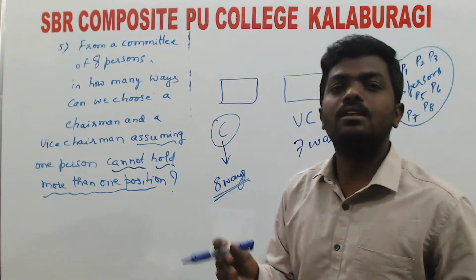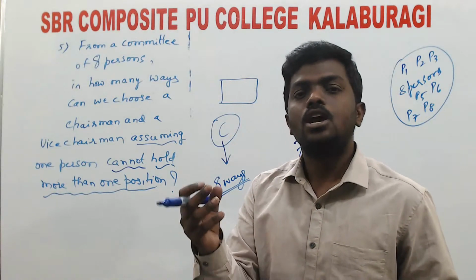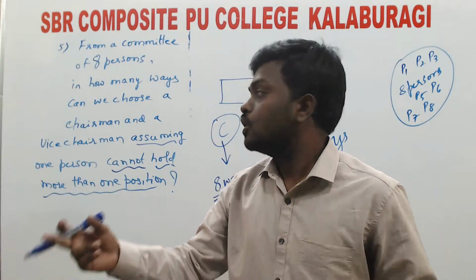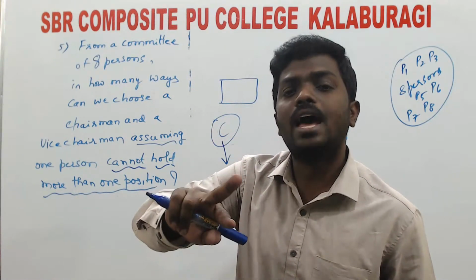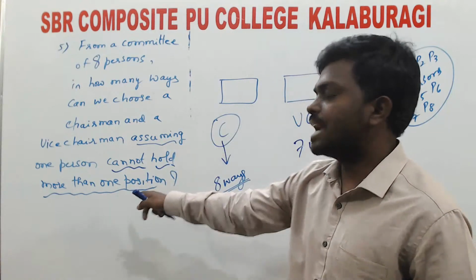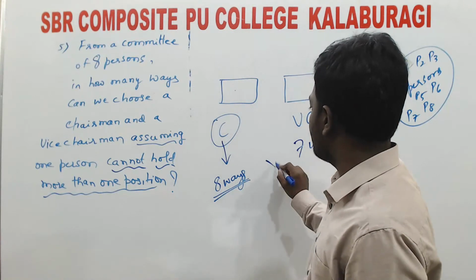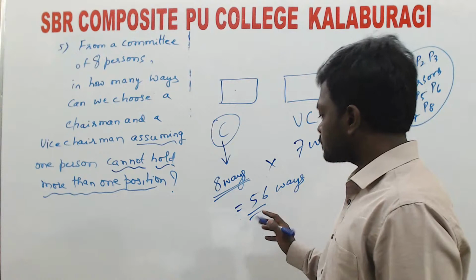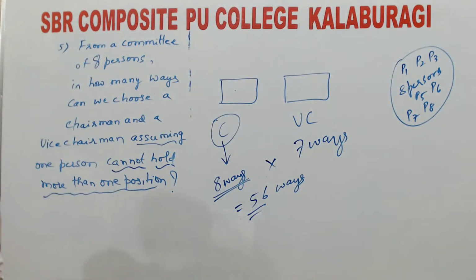So what was the question? There is a committee of 8 persons. Among the 8 persons, you have to choose a chairman and a vice chairman, with the condition that a single person cannot hold more than one position, right? That means no repetition. So this is 8 into 7 ways, so it's 56 ways. So there are 56 ways in which we can pick a chairman and a vice chairman.